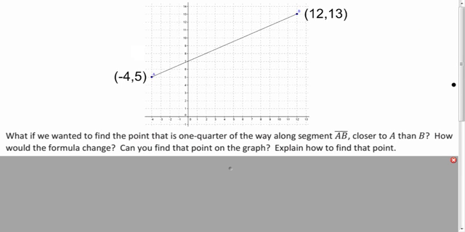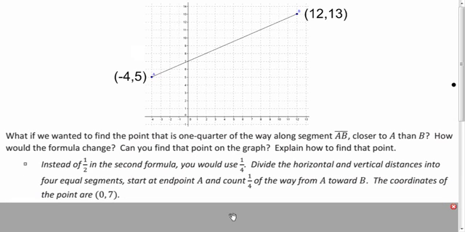Well, if we wanted to figure out a point that's a quarter of the way along that segment, closer to A, what would change in our formula? Well, instead of taking half of the distance, we would take a quarter of the distance. And if we do that, we end up with the point 0, 7. I call that point N.